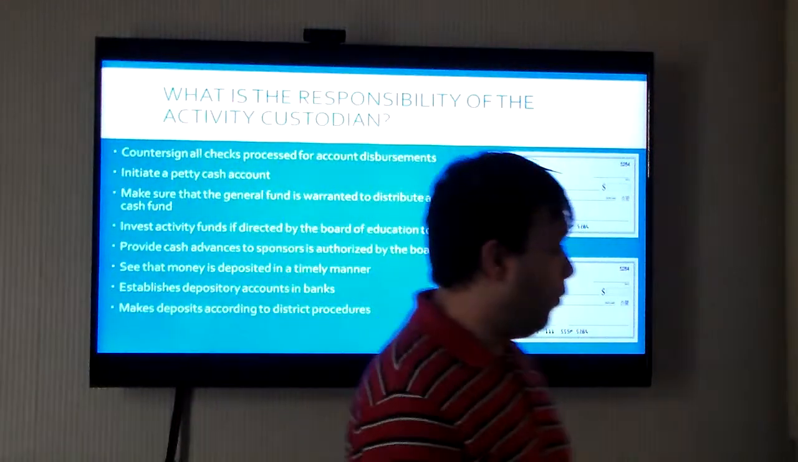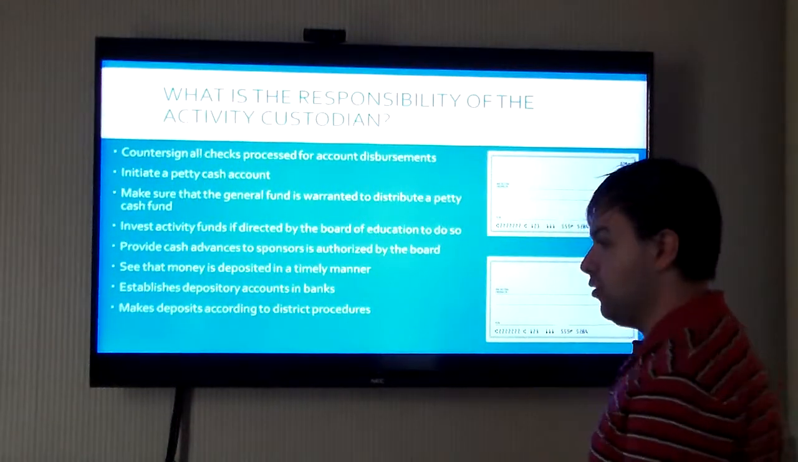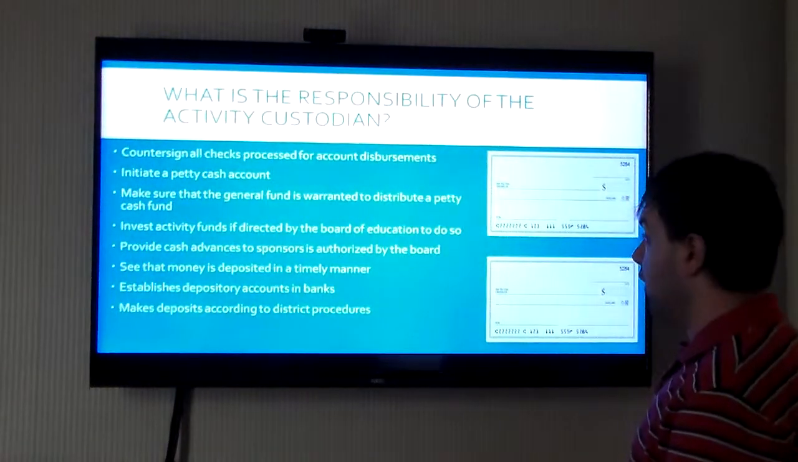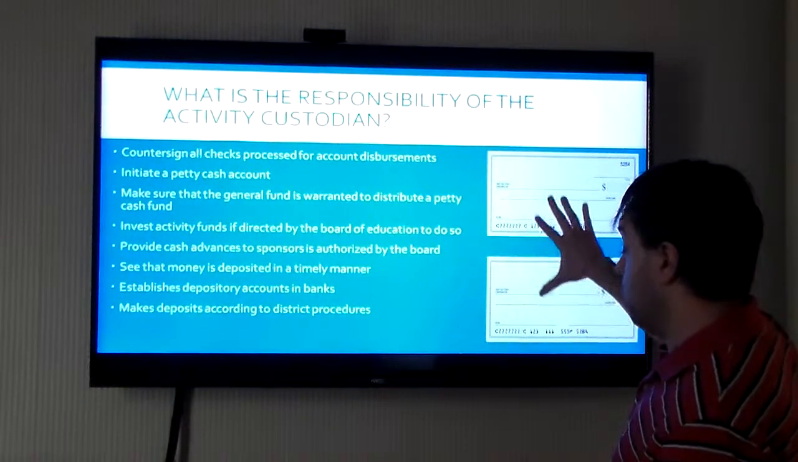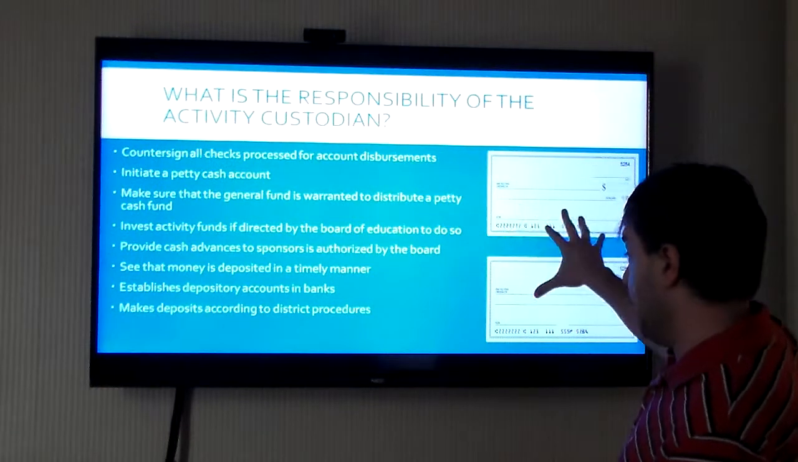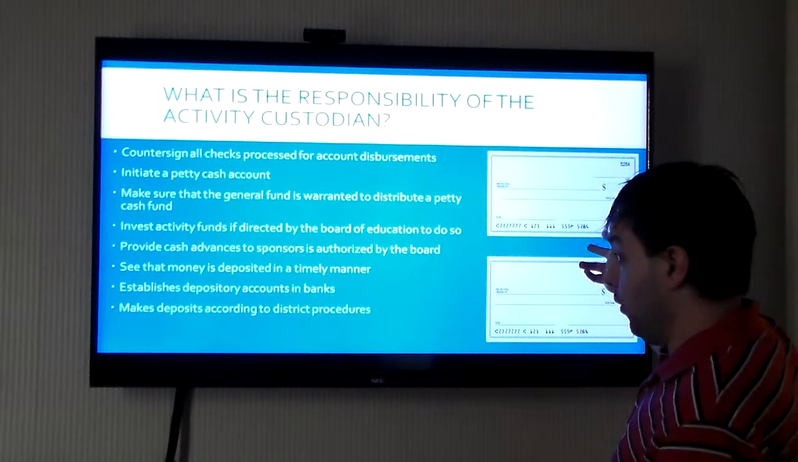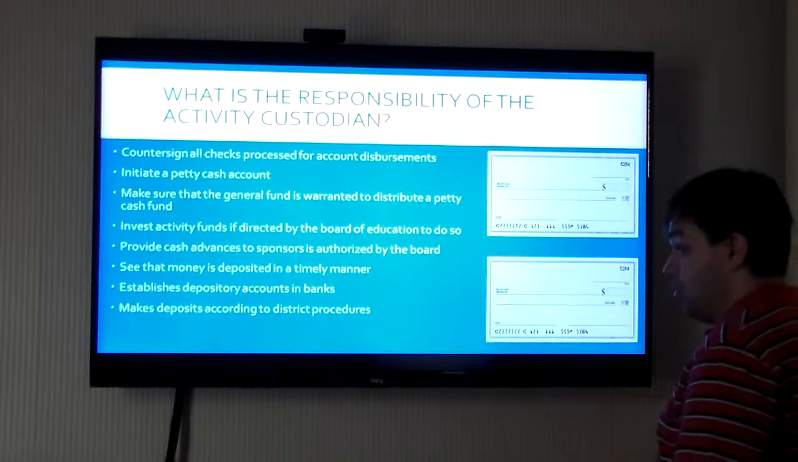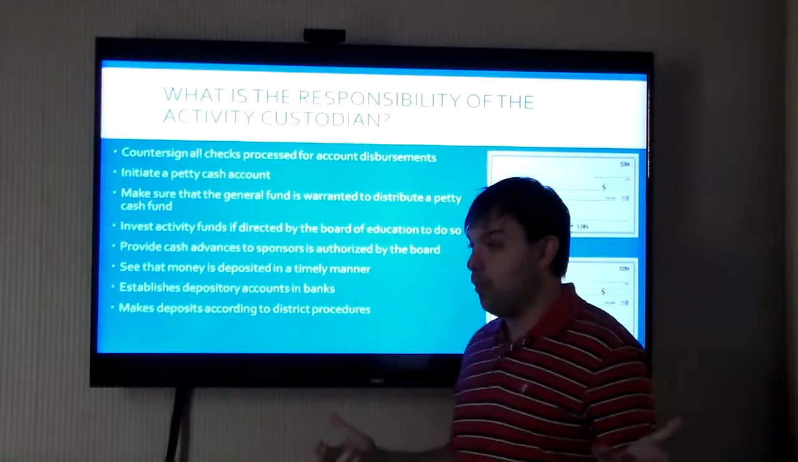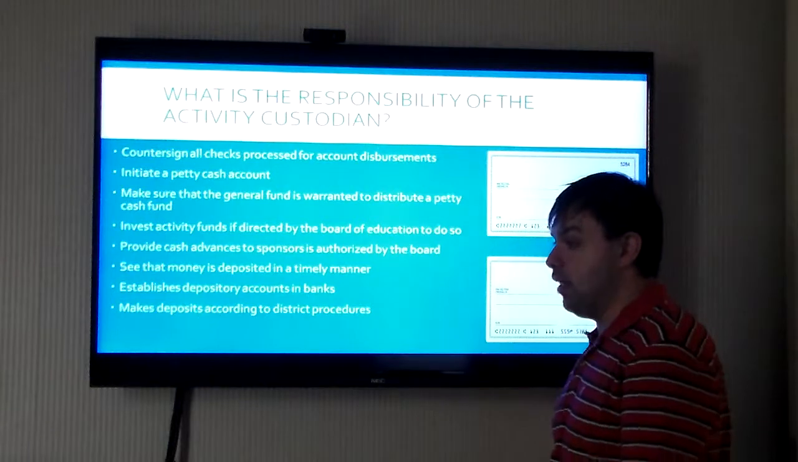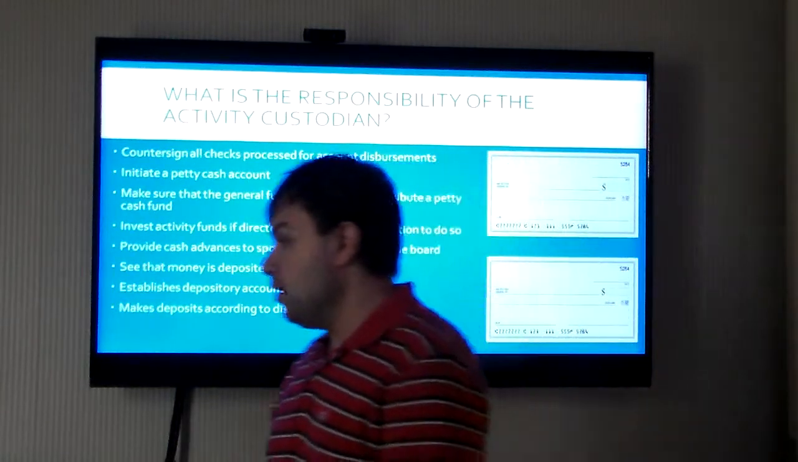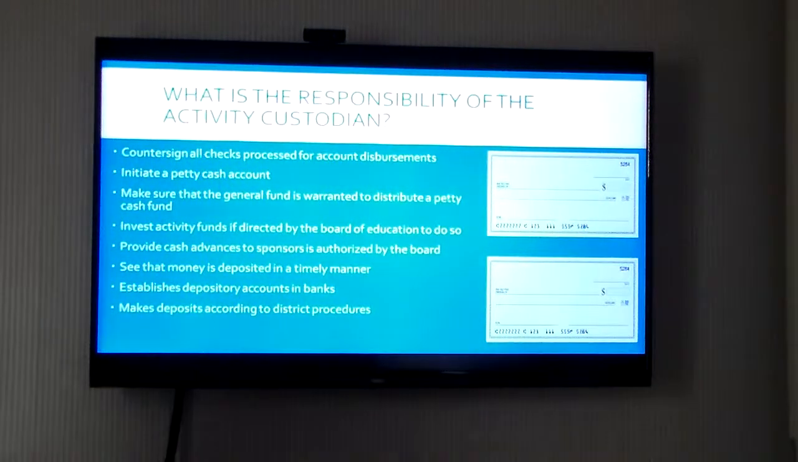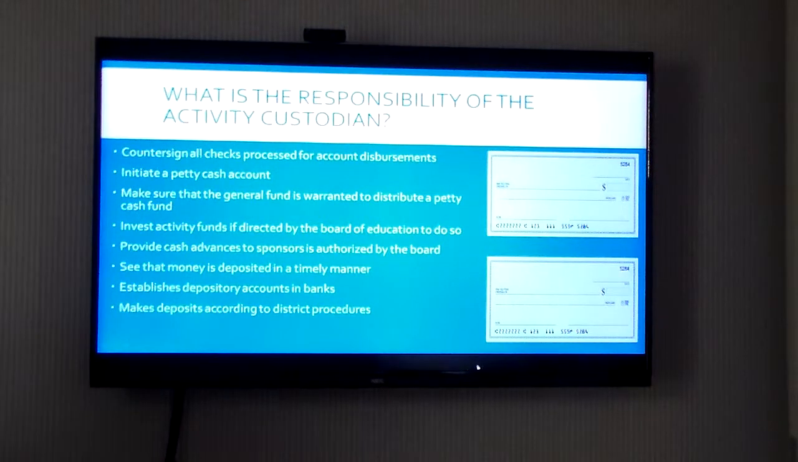Okay, so what does the activity custodian do? They have the responsibility for basically being the person that supervises the money and where it goes in the activity. This can be the building principal, it can be another employee that's associated with the district, it could even be a school board member. It depends on the district and it depends on the way that they want to establish the system. The big thing that they're doing, they're controlling the accounts where the activity money is coming, and if the board authorizes an advancement, they're providing a disbursement as well.